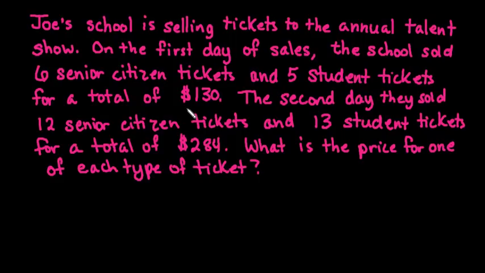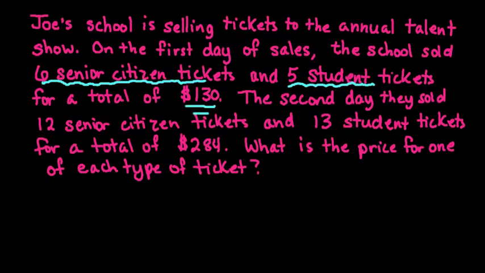Hi, for this video what I want to do is show you how to solve a systems of two equations word problem. So what we have here is Joe's school is selling tickets to the annual talent show. On the first day of sales, the school sold 6 senior citizen tickets, so that's important, and 5 student tickets for a total of $130.